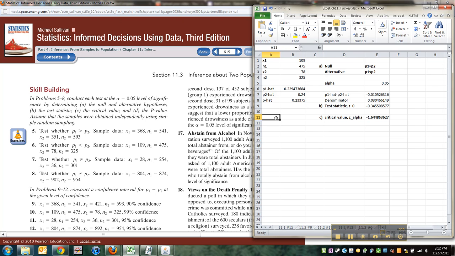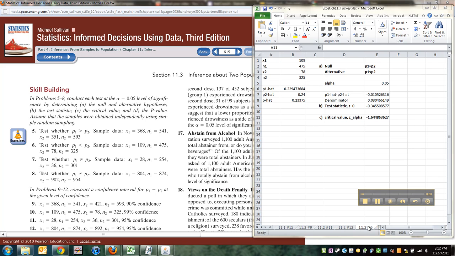Okay, so I'm going to start off with a problem that is actually an even numbered problem. I know it's rare, but I have to do it because it's one of the few left-tailed tests in the whole homework assignment. So I'm going to be working on 11.3 number 6.